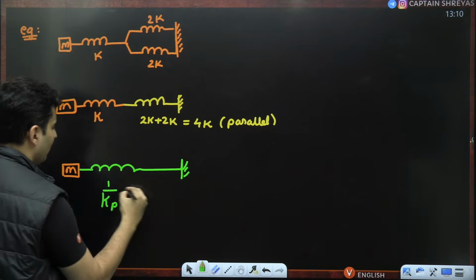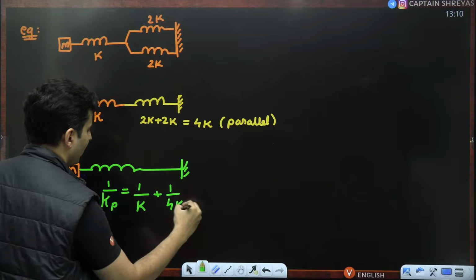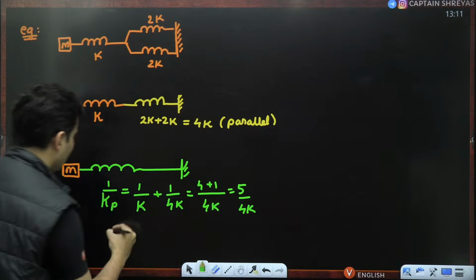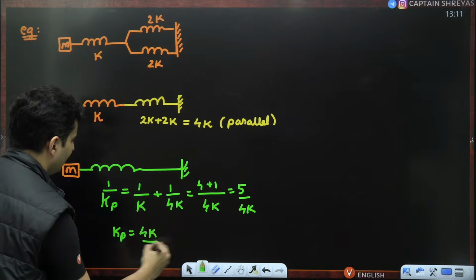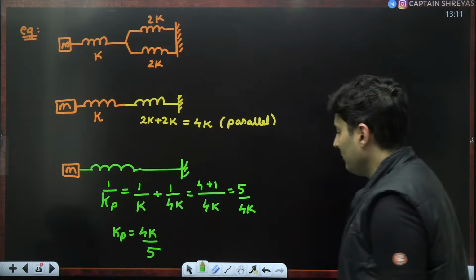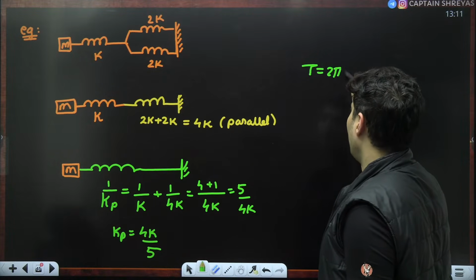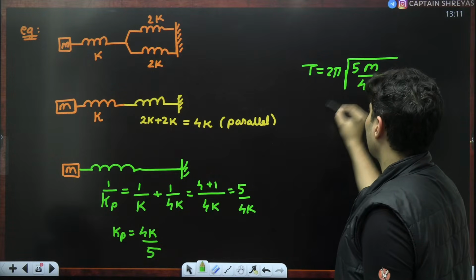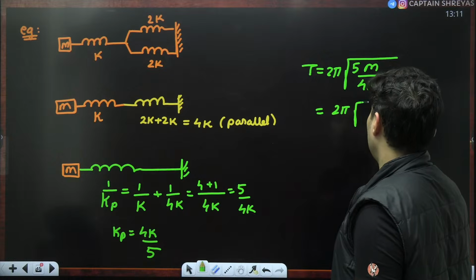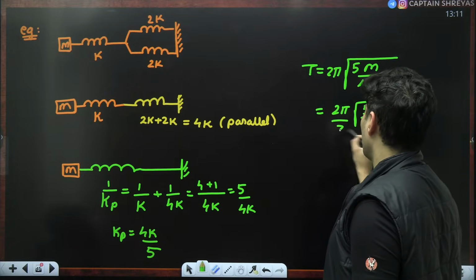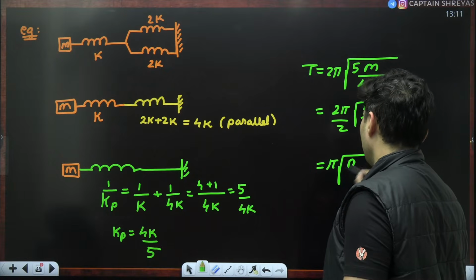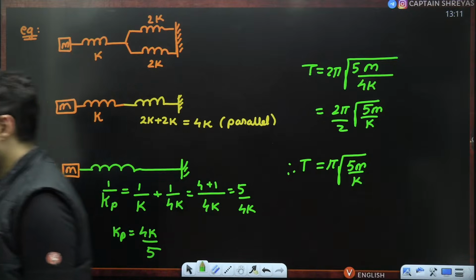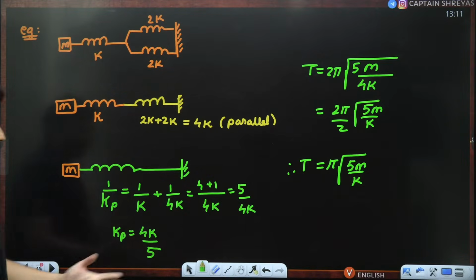So 1 by Kp is 1 by K plus 1 by 4K. LCM is 4K. So 4 plus 1, which is 5 by 4K. So Kp will be 4K divided by 5. Hence, the time period will be 2 pi under root mass by spring constant, which is 4K by 5. Root of 4 is basically 2. So 2 cancels. So pi root 5m by k. That is the time period. Correct. Very good, Madhumati. Excellent.